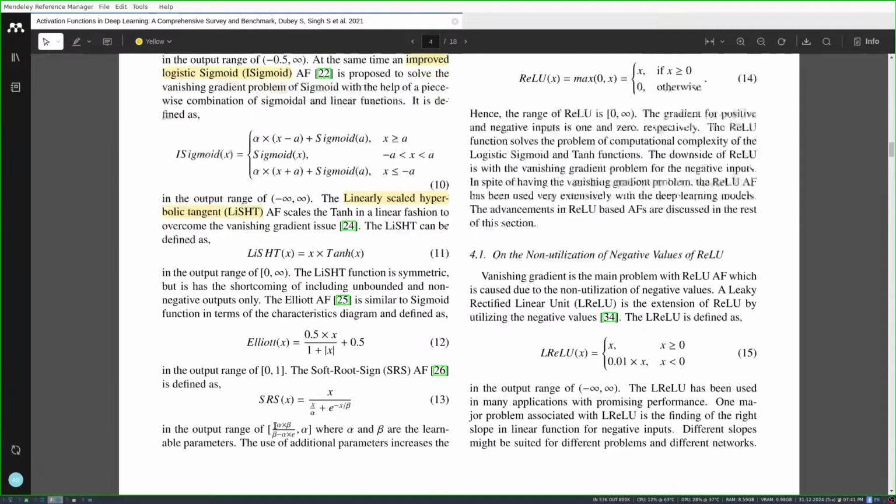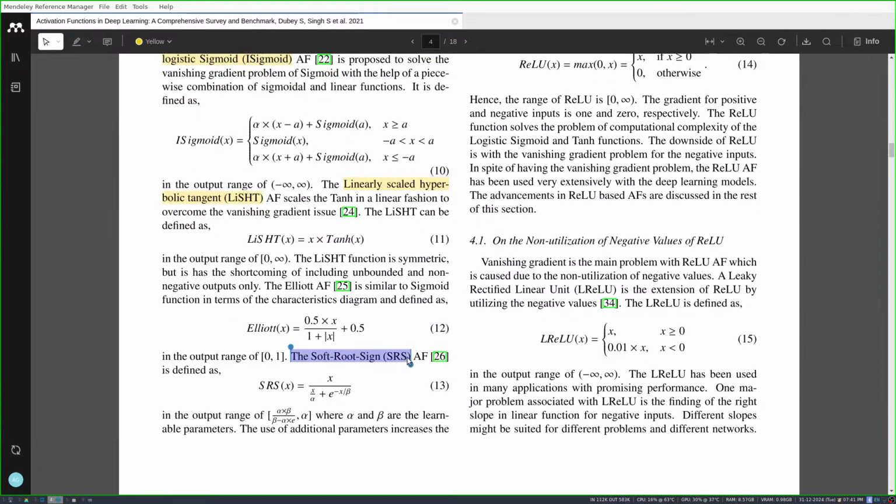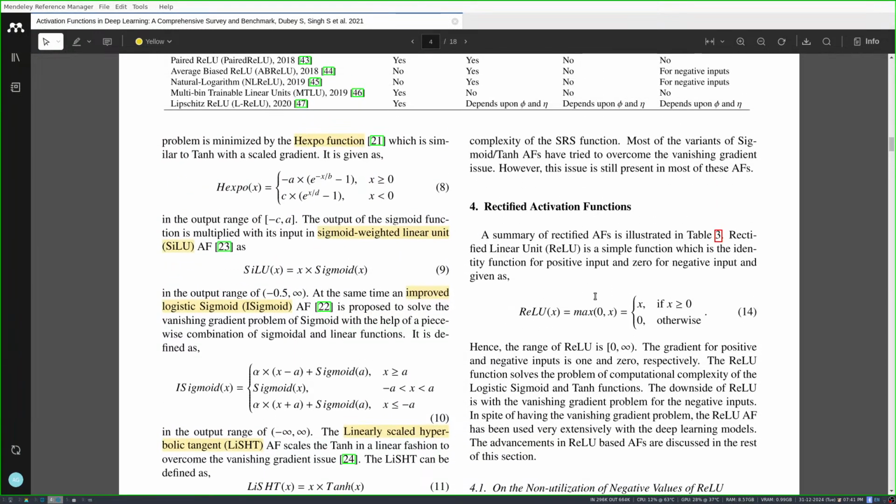Okay, you are just talking about various activation functions, right? Okay, these activation functions. Rectified activation function. This is our super classic ReLU. Hence the range is this. ReLU has low computation complexity. The downside is vanishing gradient for negative inputs. Apart from the vanishing gradient problem, the ReLU activation function has been very extensively used.